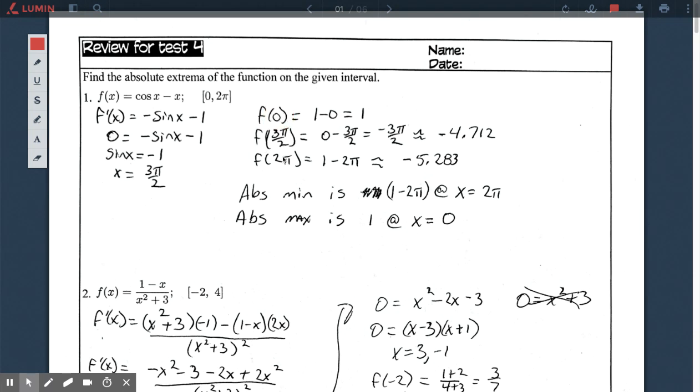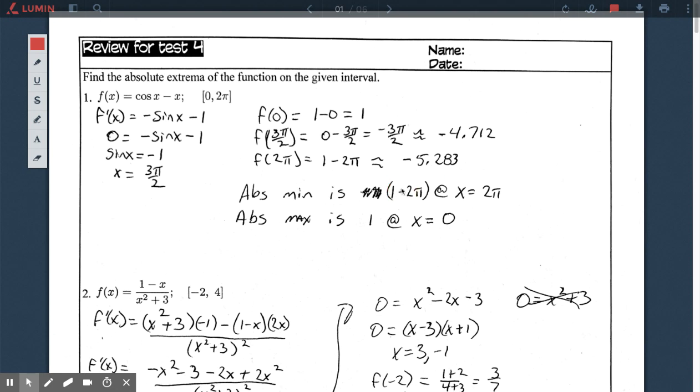So then we need the y values for the endpoints and the critical points. Plug in 0. Cosine of 0 is 1, so 1 minus 0 gives me 1. Cosine of 3 pi over 2 is 0, so 0 minus 3 pi over 2 is negative 3 pi over 2, which is approximately negative 4.712. 2 pi, cosine of 2 pi is 1, so 1 minus 2 pi is approximately negative 5.283.